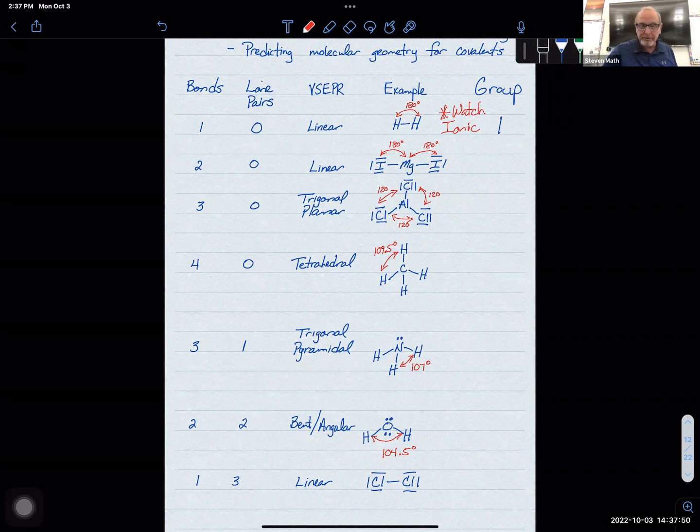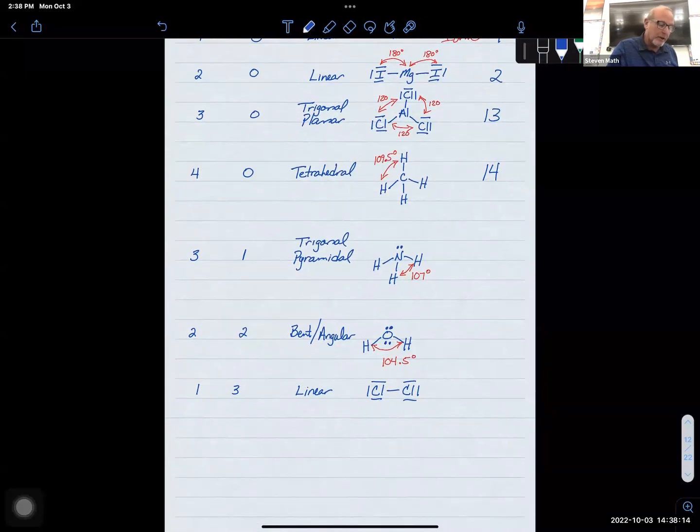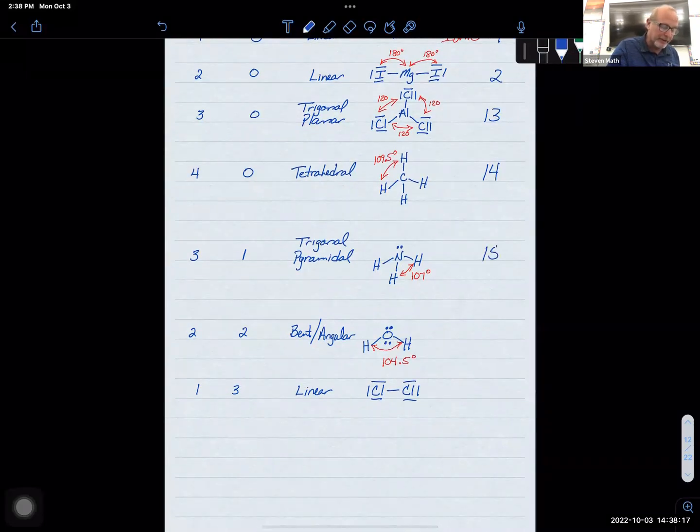Group 2, or excuse me, 2 bonds, no lone pairs, is group 2. 3 bonds, no lone pairs, group 3, or group 13. 4 bonds, no lone pairs, group 14. We skipped over the transition metals. We're not going to do transition metal bonding in this class. 3 bonds, 1 lone pair, group 15. Get the trend? 16, 17. What about group 18? We're not doing group 18 bonding in this class.